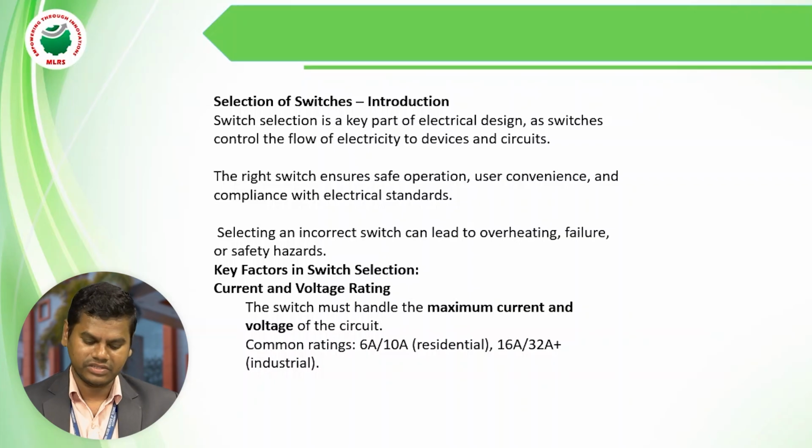In key factors, what are the voltage rating and the current rating. Here, for the current and voltage rating, the switch must handle the maximum current and voltage of the circuit. The common current ratings are 6 amperes and 10 amperes, which are only for residential purposes. 16 amperes and 32 amperes plus are for industrial purposes.